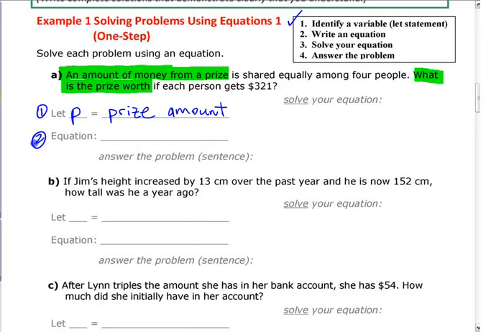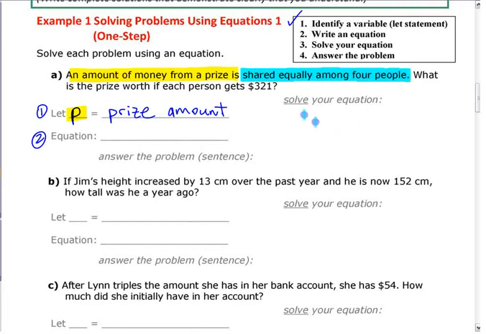Second step is write some kind of equation. You have to try and translate what it says up here, not just one word at a time, but you have to think about the situation and what it's going to mean in terms of an equation. It says the amount of money, okay, this variable, that amount of money is shared equally amongst 4 people, and then that's equal to 321.